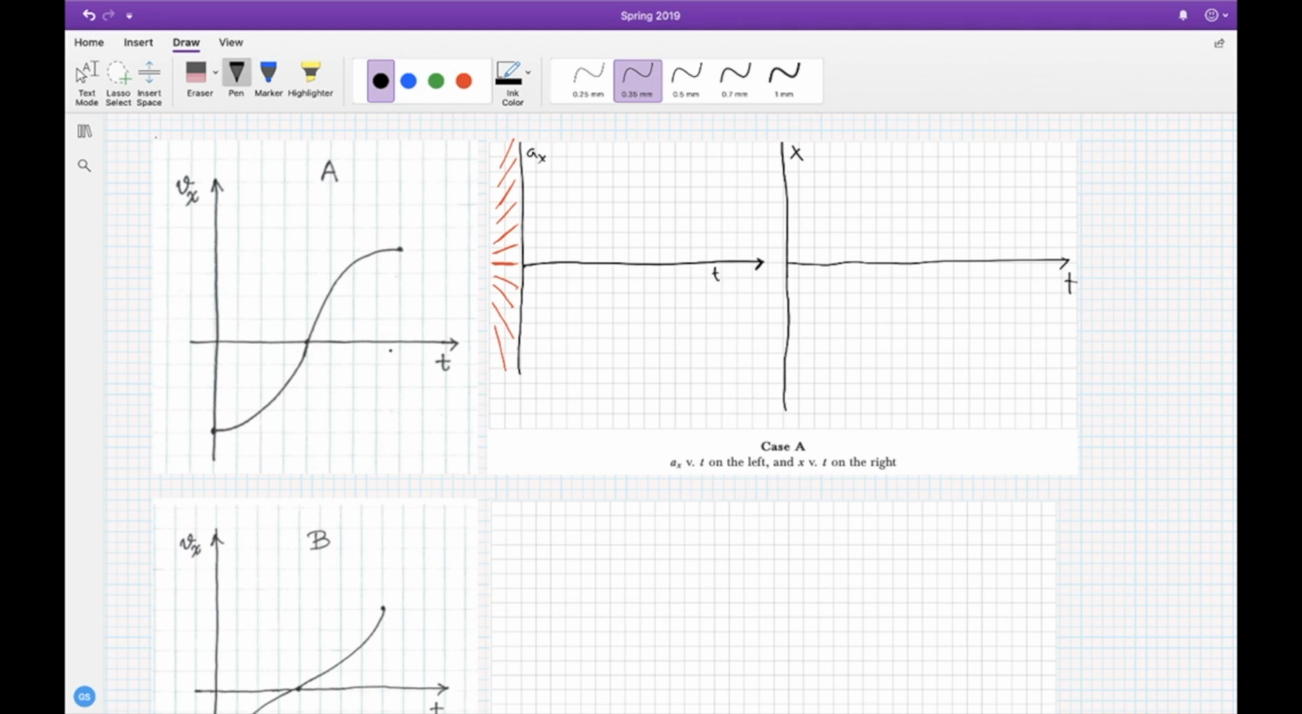Hey guys, so I'm going to be going over the second problem on practice midterm number 1, which is converting velocity versus time graphs into acceleration versus time and into position versus time. Okay, so let's just jump right in to make this video pretty short.